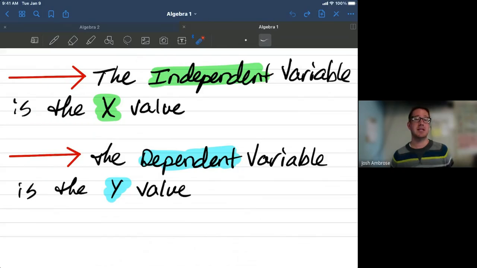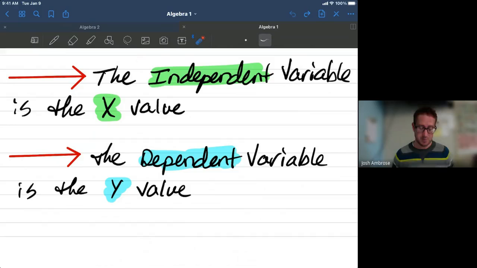If you ever see the phrase the independent variable, I've made sure that independent is the key word. That goes with the x value. Independent means that it is not being affected by something else. It's like, here's your value. It's independent. It's already given to you.